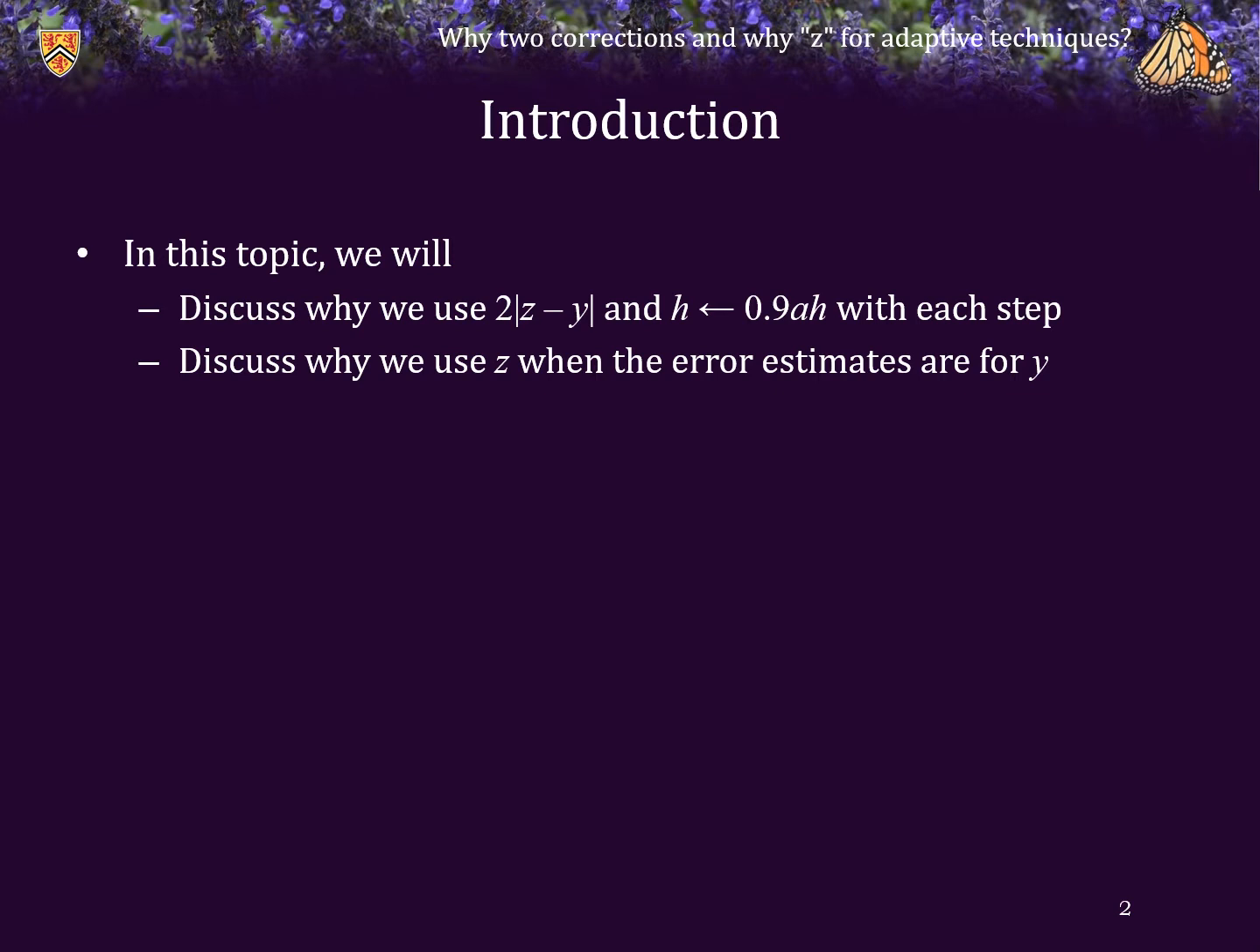So in this topic, we will discuss why we use two corrections, specifically estimating the error of Y using twice the difference between Z and Y, and why we use 0.9 times A times H as the next step size as we iterate. We'll also discuss why we use Z when the error estimates are for the approximation Y.